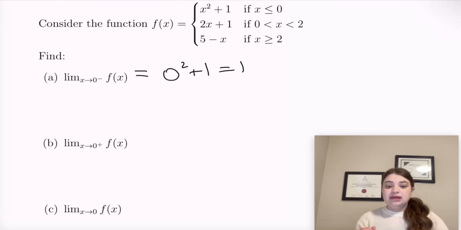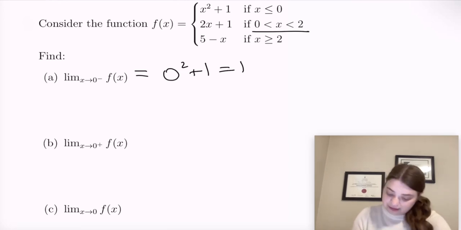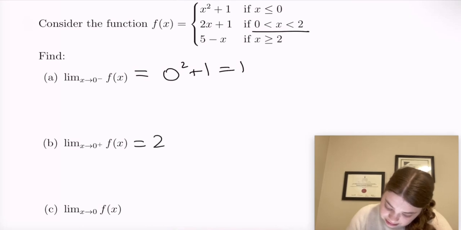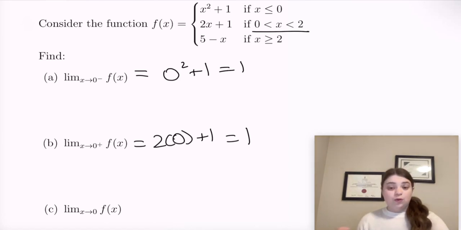Then for the next one, which is the limit as x approaches 0 from the right, even though 0 is not part of the interval from 0 to 2, not including 0 and 2, we're still going to be approaching 0 in this one. And so I will still plug in 0 into the second equation for this question. So here we're going to have 2 times 0 plus 1, which is also equal to 1.